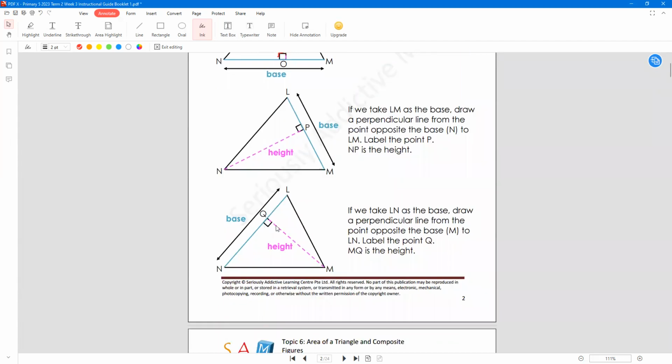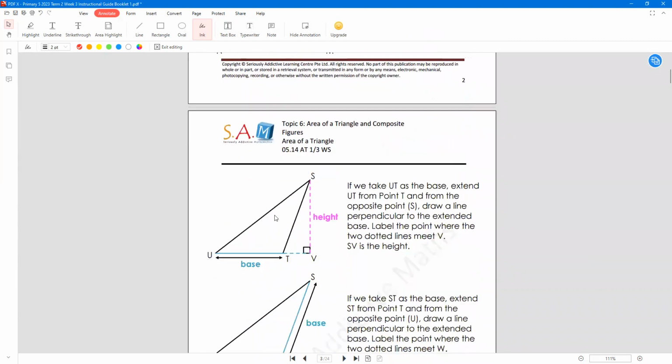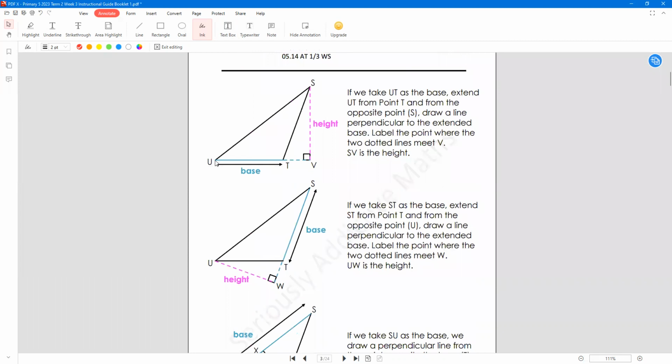Go through some of these different configurations. Like so, if this is the base LM, then the height is perpendicular, right? May check one, remind them perpendicular means 90 degrees. Now, what happens for this triangle here, where the base is UT? So where is the height? Is the height the perpendicular line just straight here?